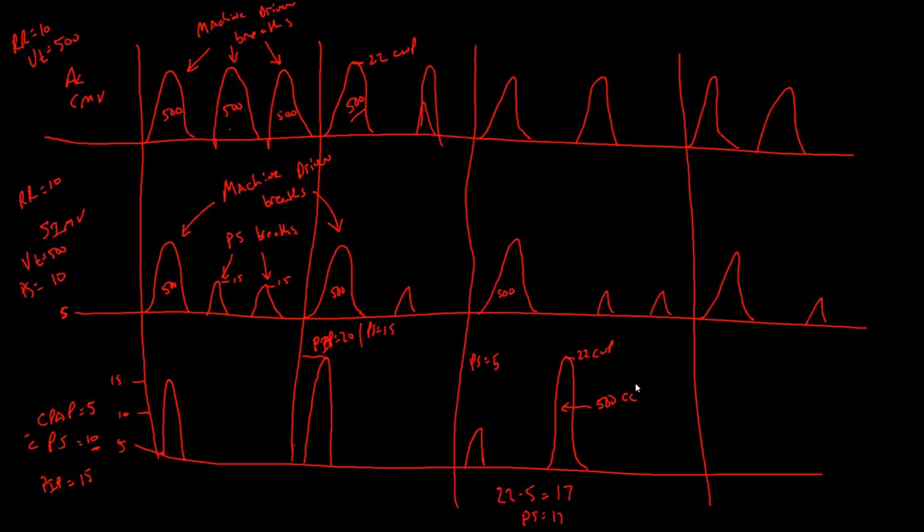Because we know that we can set one or the other. We can set volumes or we can set pressures, depending which mode we're in. But if I'm setting a pressure, there's still a volume associated with that. And if I'm setting a volume, there still is a pressure associated with that. Whatever pressure it takes to get that volume in is whatever pressure it is. So even though I'm up here, let's say in this assist control, and I'm setting a tidal volume of 500, it's really easy to see what pressure it takes to deliver that 500.